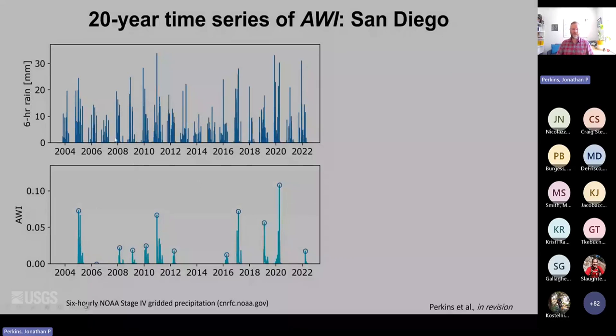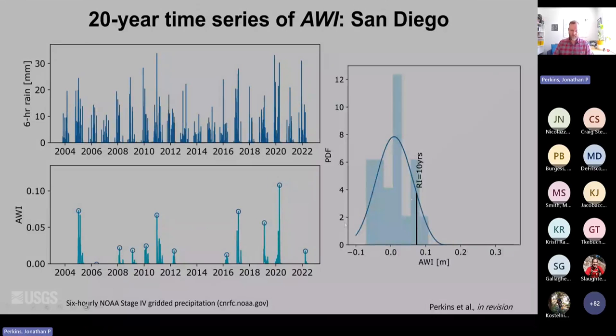And so what we can do to calculate the 10-year recurrence interval is take the annual maxima for each water year, and we can plot a histogram of those. And then we can use extreme value statistics and fit an extreme value distribution to those data. In this case, I think it's a Gumbel distribution. And so once we have that equation, we can back out the recurrence interval for any amount of time.